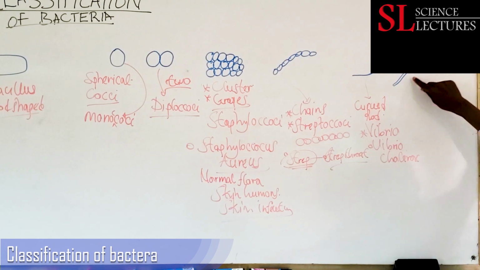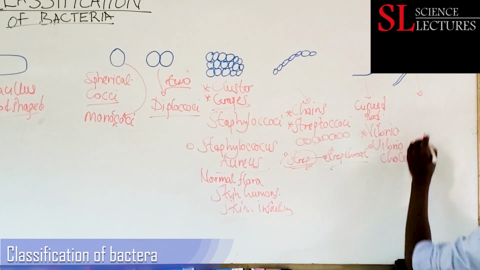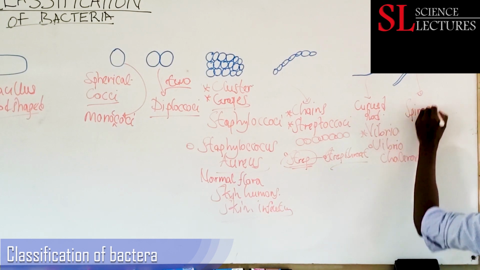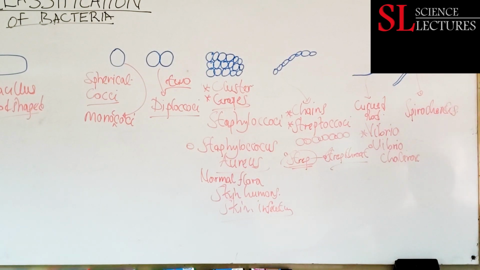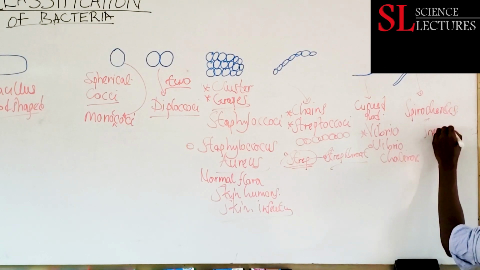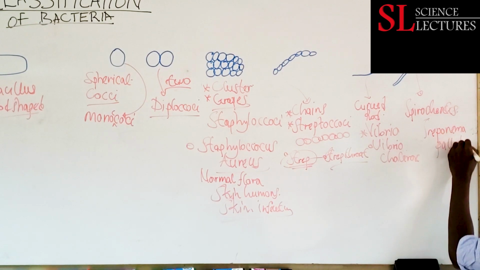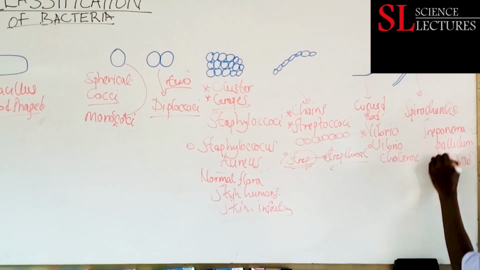Then we can have also another vibrio that is long, longer than Vibrio cholerae. Such a vibrio is what we call a spirochete. An example of such a bacteria is Treponema pallidum, the one that causes syphilis. Treponema pallidum is capable of causing syphilis in humans.